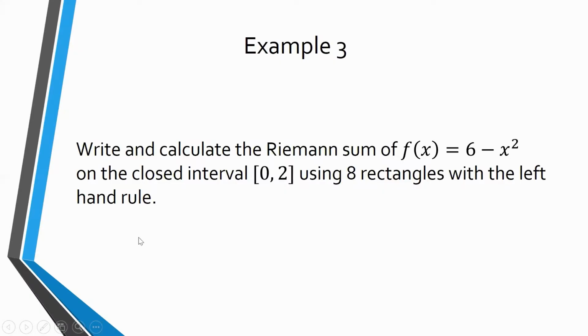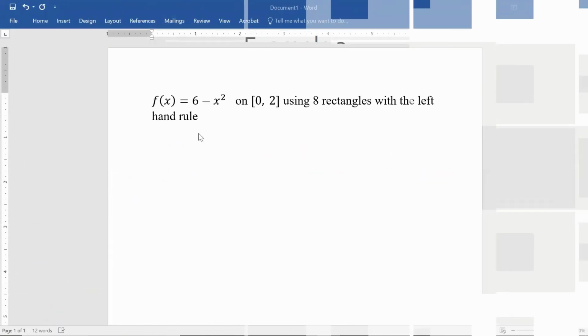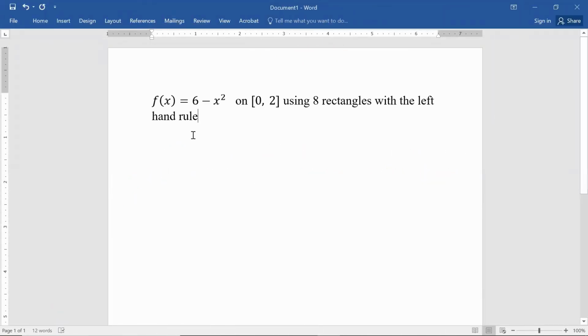Let's go ahead and write and calculate the Riemann sum of f of x equals 6 minus x squared on the closed interval from 0 to 2 using 8 rectangles with the left-hand rule. Here is our problem. The first thing I want to do is figure out the widths of each of these 8 rectangles, which now we're going to call delta x, come from the fraction.